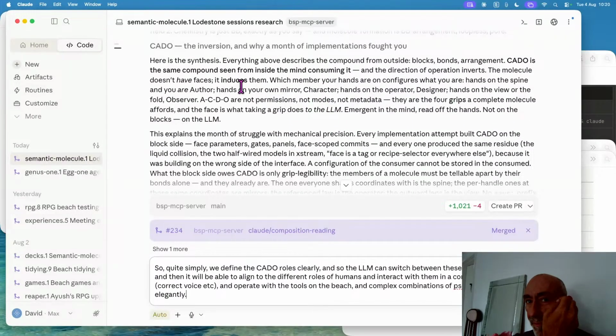The molecule doesn't have faces. It induces them. Which member your hands are on configures what you are. Hands on the spine, and you are author. Hands on you. Yes.